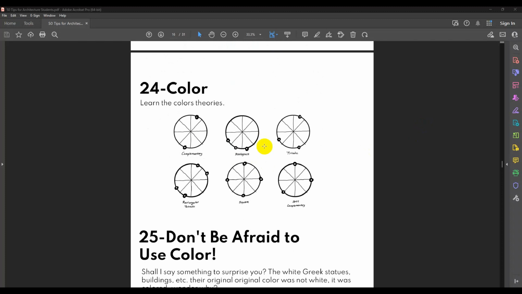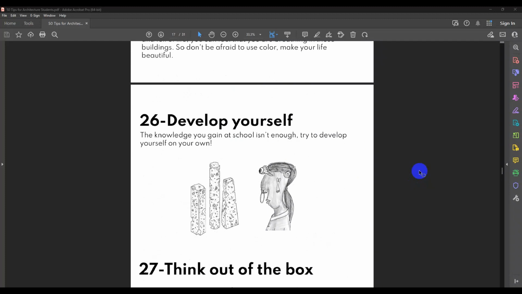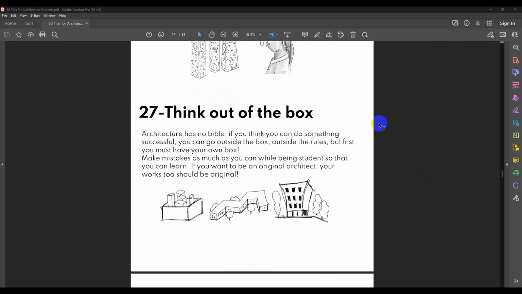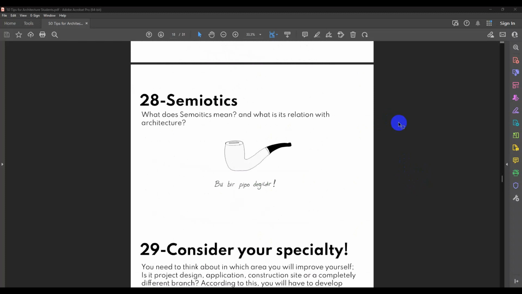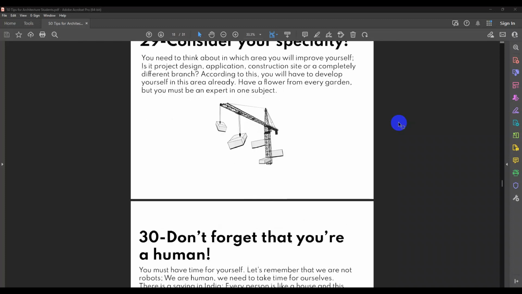Before we design something, we have to understand color and how we mix colors and how to make our design color look balanced. And 25th, don't be afraid to use color. 26, develop ourselves. 27, think out of the box. 28, semiotics. 29, consider your specialty.